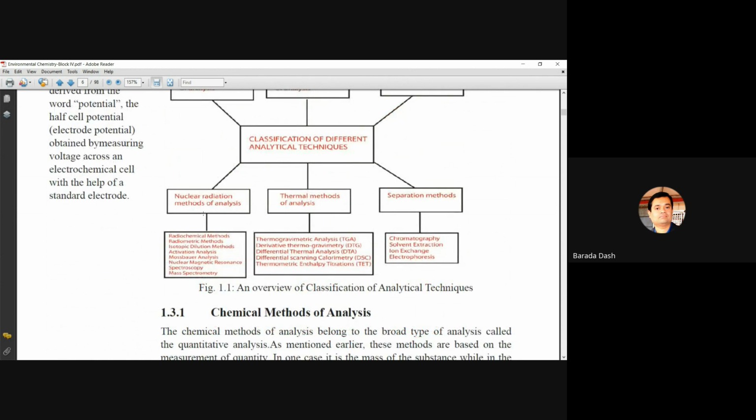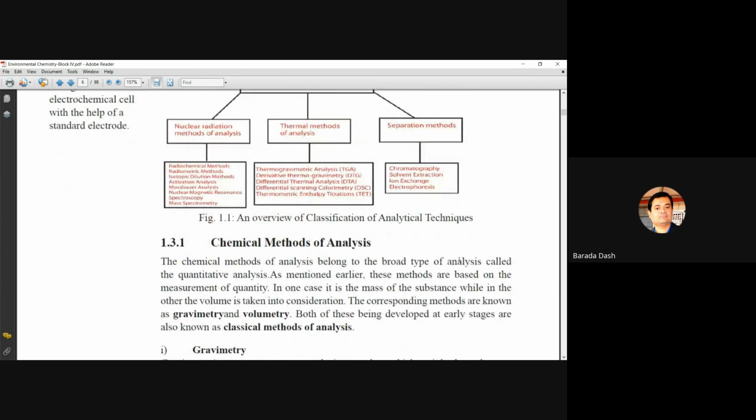Then another are the nuclear radiation methods: the radiochemical methods, radiometric methods, isotopic dilution methods, activation analysis, Mossbauer, nuclear magnetic resonance, and mass. Then thermal methods: TGA, thermogravimetric analysis, derivative thermogravimetry, DTG, differential thermal analysis, DTA, differential scanning calorimetry, DSC, and thermometric enthalpy titration, TET. Then separation methods like chromatography, solvent extraction, ion exchange, electrophoresis.